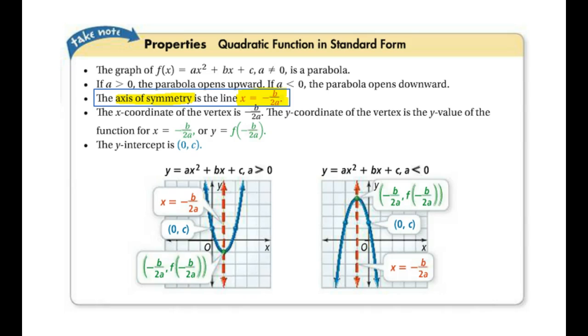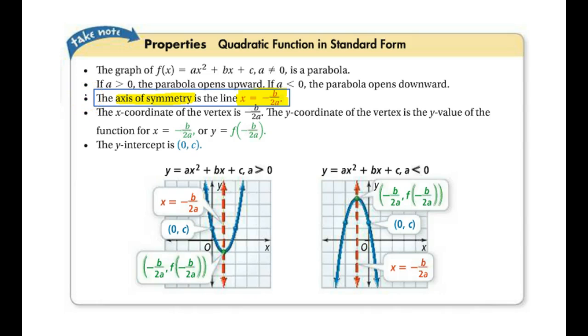As I mentioned in the beginning of this video, the a, b, and c values can tell us properties about the quadratic function. As you know, the graph of a quadratic is called a parabola. If the a, or the leading coefficient, is greater than 0, then the parabola is going to open upward. If a is less than 0, aka a negative number, then the parabola will open downward. Here's the new piece of information that we haven't talked about yet.